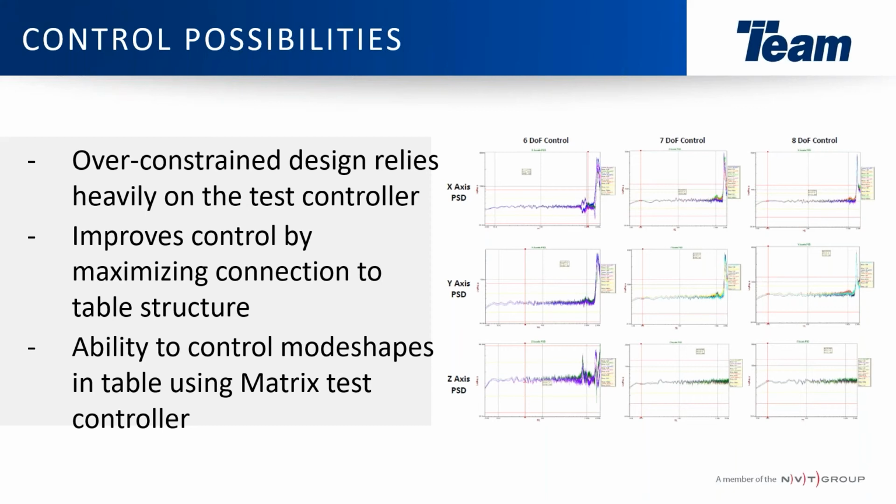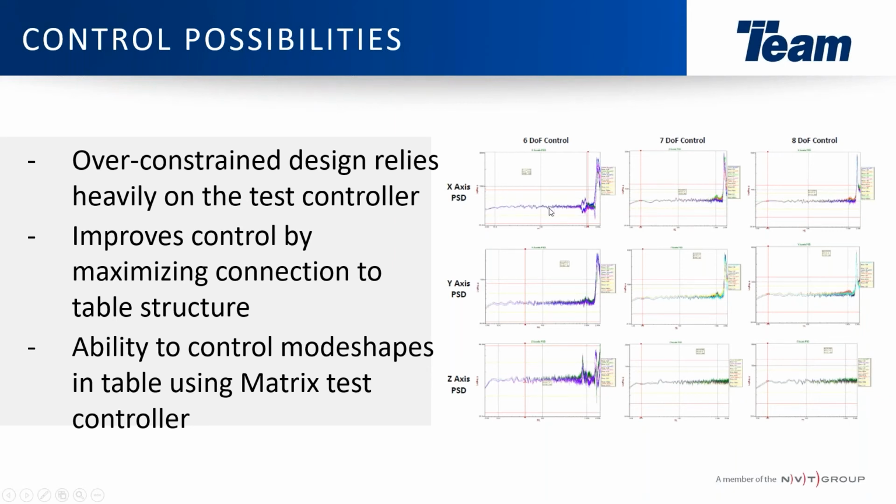So as I had mentioned before, it presents the ability to control mode shapes in the table by using the Matrix test controller. This picture here on the right-hand side of the screen shows typical 6 degree of freedom control for the 3 main axes, so the X-axis, Y, and Z.